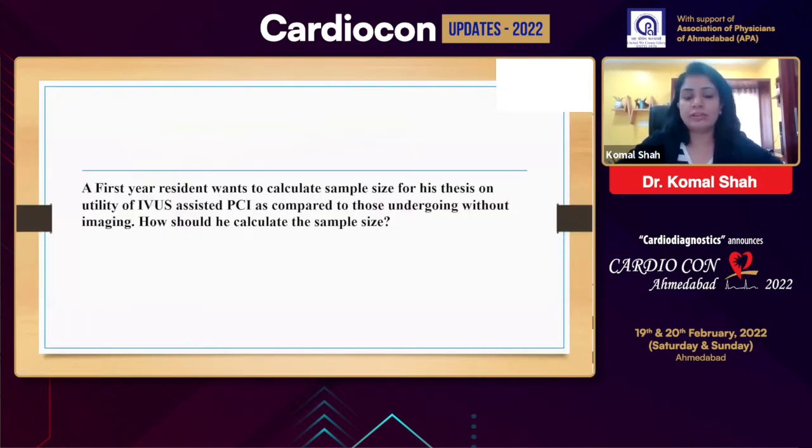Today we'll be discussing the concept of sample size. There's a case where a first-year resident wants to calculate the sample size for his thesis, where he wants to assess the utility of IVUS-assisted PCI as compared to those undergoing PCI without that imaging technology. Then how should we calculate the sample size for this kind of case?